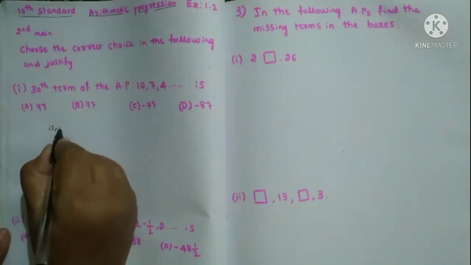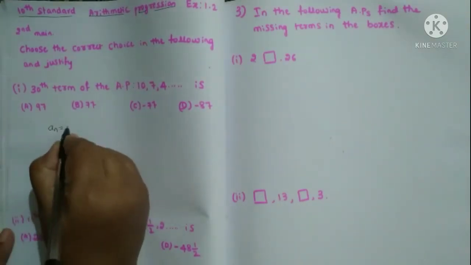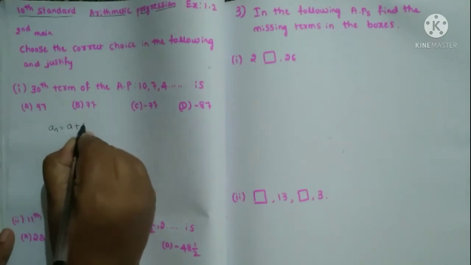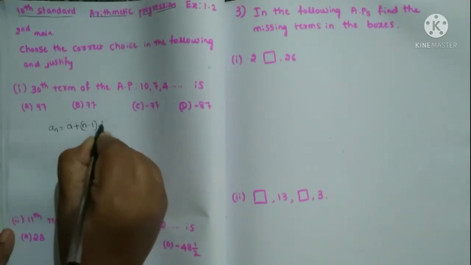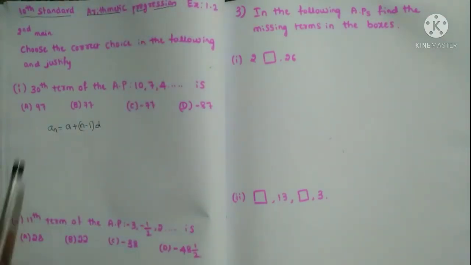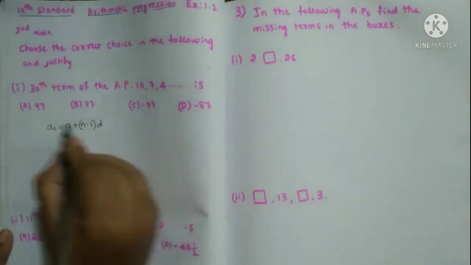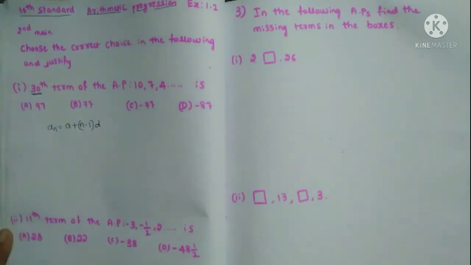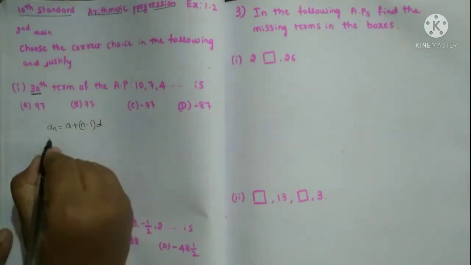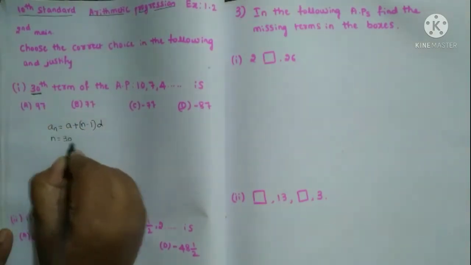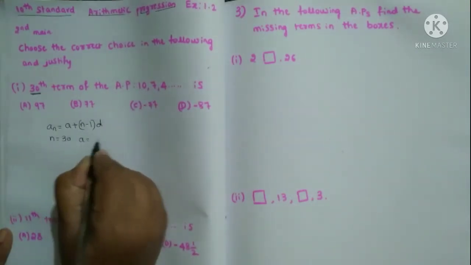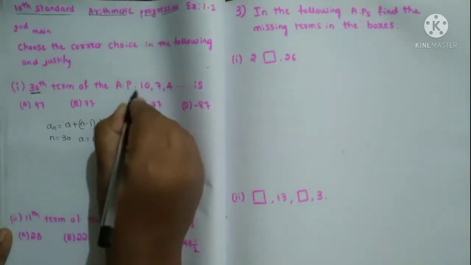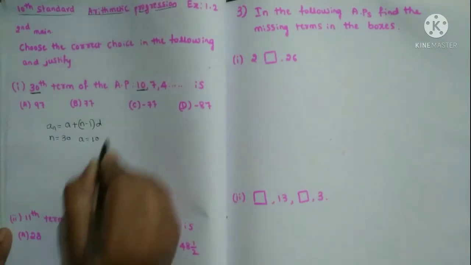See, the AN formula is what here? AN equal to A plus n minus 1 into D. See here, in AN, n we want the 30th term. That is the place of the term. So n you have to take as 30 here. The A value is what they have given: A is equal to 10. First term always represents A. That is 10 here.